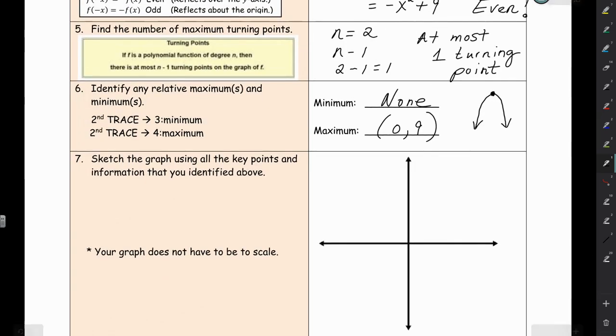And now we get to do the fun part. We're going to sketch the graph using all the key points and information identified above. And of course, this does not have to be to scale, but this one is pretty easy to make to scale. So we're going to plot our x-intercepts first. We know that we have x-intercepts at 3 and negative 3. And we have a y-intercept at 9. Okay, our maximum is, of course, the same as our y-intercept. And we're going to go ahead and sketch our graph.